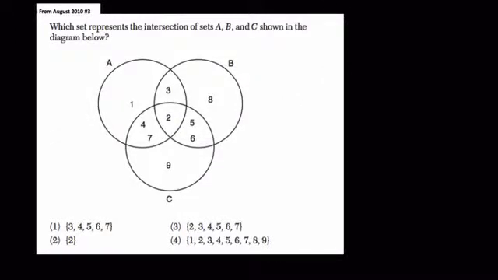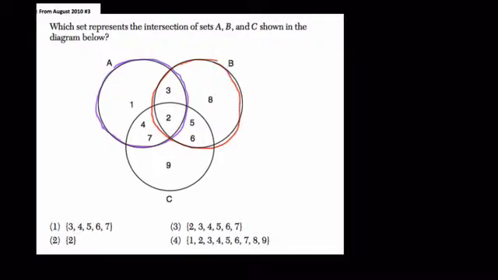Okay, we want to know which set represents the intersection of sets A, B, and C, as shown in the diagram below. So the intersection of all three is actually, if you look at the way they constructed this, we have A right here, and A is this circle, right? So that's one of our sets. And B is right here, right? This is our set B, the red circle.